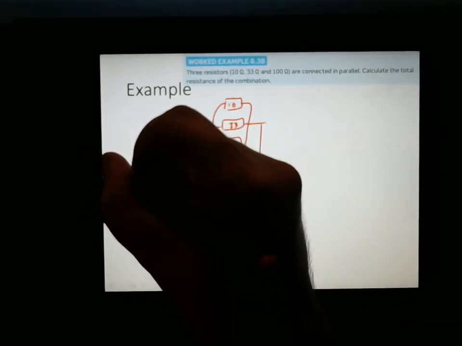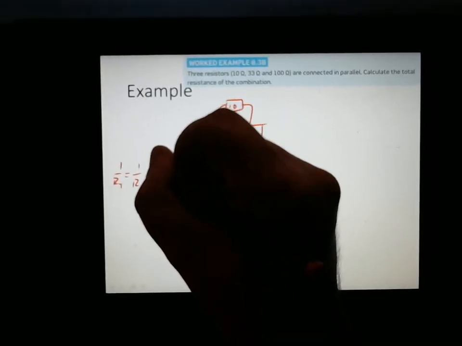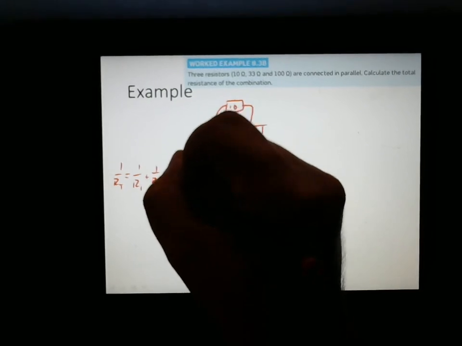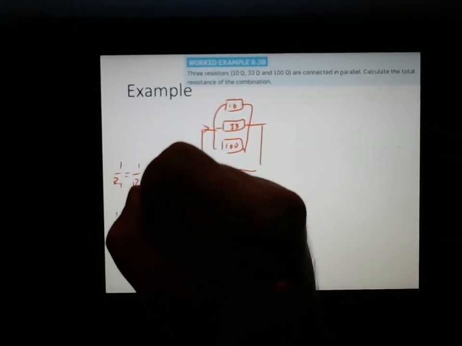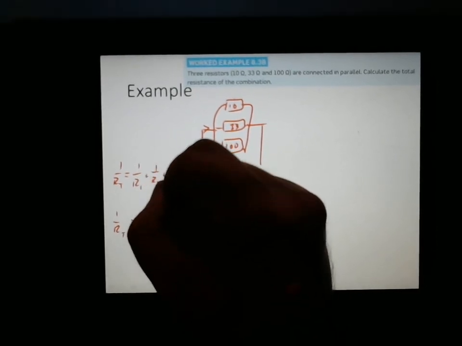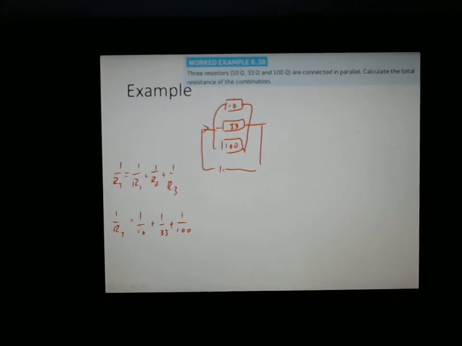Now, the formula is that 1 over resistance total equals 1 over R1 plus 1 over R2 plus 1 over R3. So 1 over RT equals 1 over 10 plus 1 over 33 plus 1 over 100.